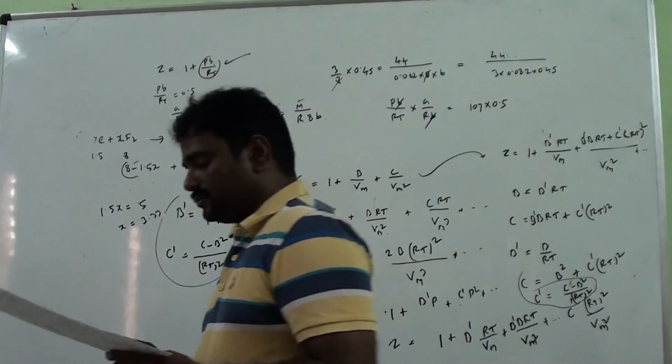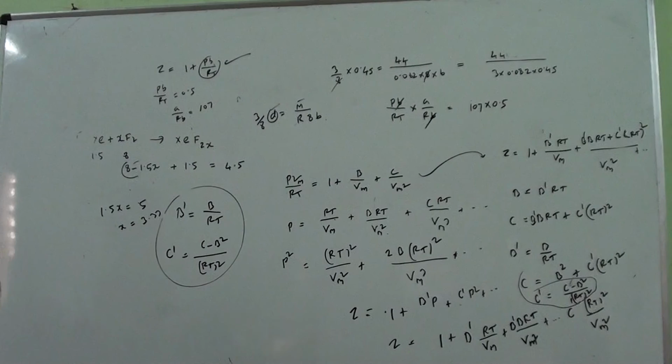Question 45. TV for nitrogen gas. Select the correct graph. B. Tell me, sir, explain.